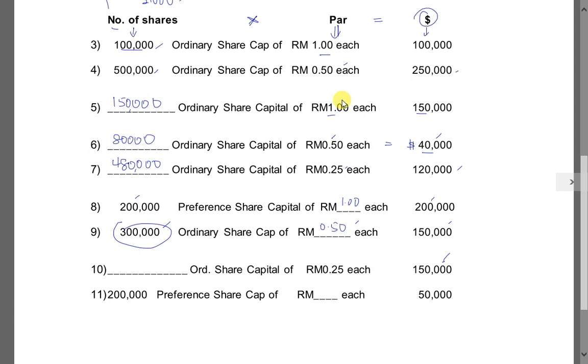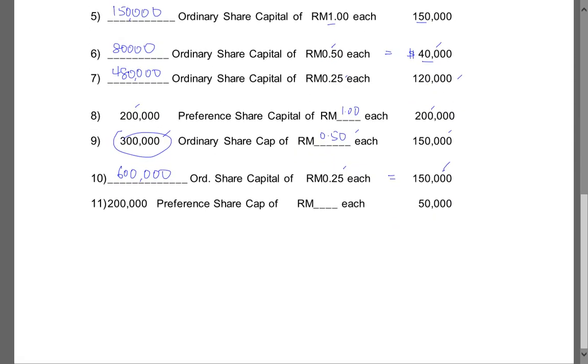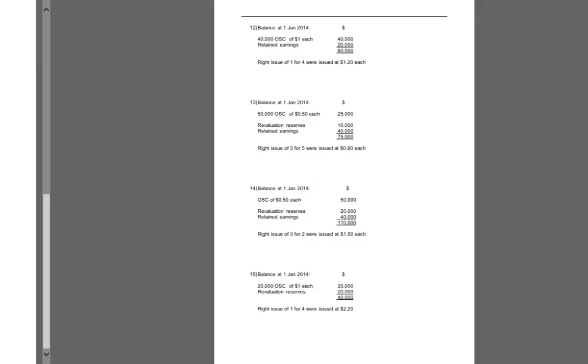So it will be 600,000 ordinary shares at 25 cents each. So you multiply, you get 150. Okay. Next example.